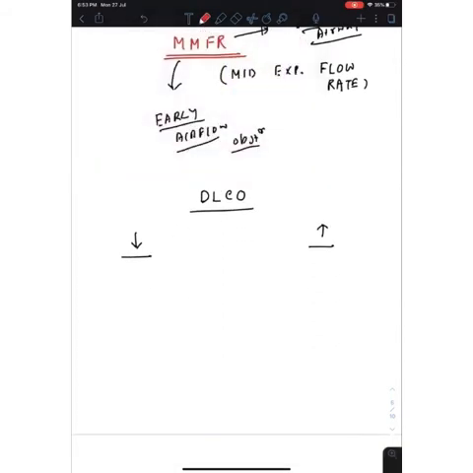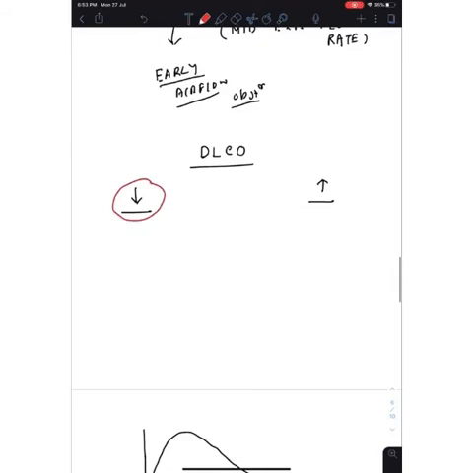Now there is one more parameter known as DLCO, the diffusion capacity of carbon monoxide. When it gets decreased and when it gets increased, that's what we want to know. Now DLCO gets decreased in case of interstitial lung disease, in case of emphysema, where there is destruction of the alveolar membrane, in case of bronchiolitis obliterans, and like that. But DLCO gets increased, very important, in case of asthma. That's what I want you to remember.